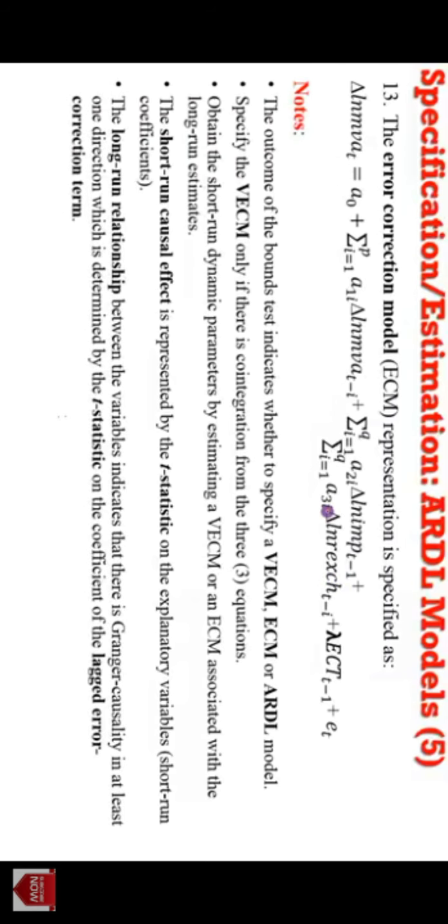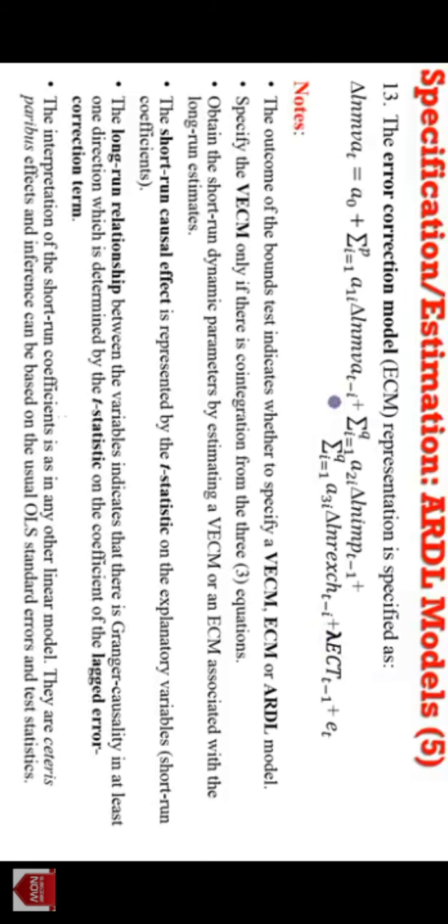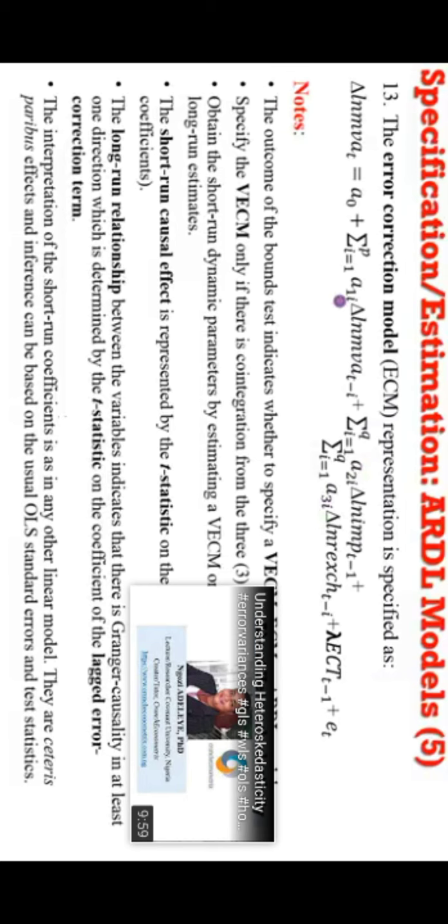Likewise, the long run causal effect is captured by the significance of the lambda here, which is the parameter for the error correction term. So if this parameter is significant, then it tells you there is long run causality among the variables. Finally, you interpret your short run coefficients using your ceteris paribus interpretation, because these are simply OLS estimates. So give them the same ceteris paribus arguments.